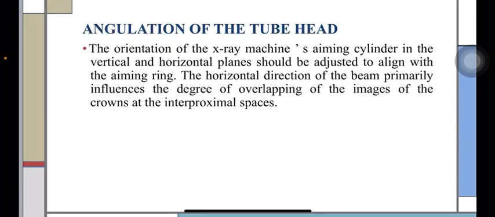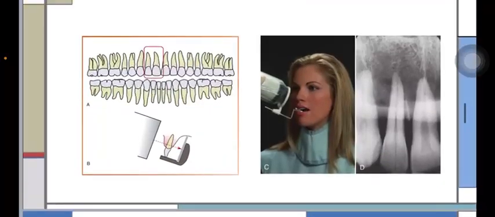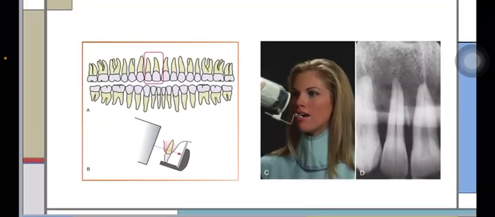Angulation. The angulation, that is the orientation of the X-ray machine's aiming cylinder, vertical and horizontal, should be adjusted to align the aiming ring, and this prevents any overlapping of the image. This is the technique that is used, the paralleling technique.